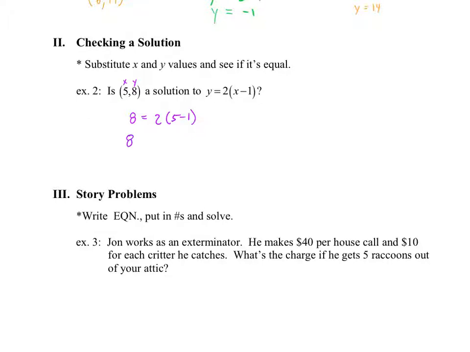Yes. So what's my first thing I have to do on the right side? 5 minus 1. I have to do 5 minus 1. So I have 2 times 4. Why that first? Because it's in parentheses. So order of operations: parentheses first. So 2 times 4 is 8. So 8 equals 8. They are equal. So is (5, 8) a solution? Yes, it is.